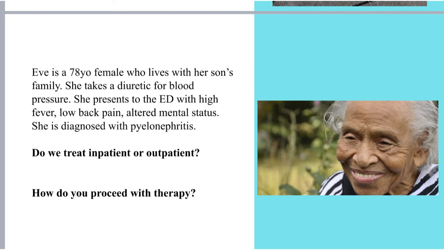She's 78 years old. She lives with her son's family. She takes a diuretic for blood pressure. She presents to the ED with a high fever, low back pain, altered mental status, and they determine in the ED that she has a complicated UTI or pyelonephritis. So the question is, do we treat the patient inpatient or outpatient? And once you have decided that, how do you want to proceed with her therapy?